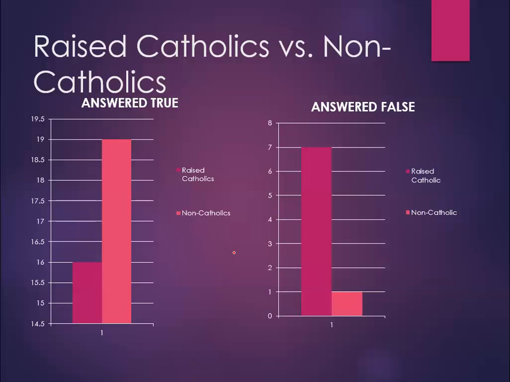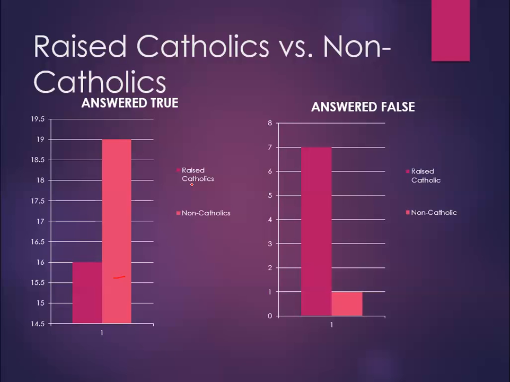All right, so let's see if most of those raised Catholic knew that the statement was false. The dark purple is raised Catholic, and the pink is non-Catholic. So did more Catholics know that this statement was false? Well, if you just look at the bars, you say, oh yeah, the non-Catholics knew that the church doesn't condemn evolution. But again, look at the scale here. 16 of my Catholic students said it was true. Only 7 said it was false. So my Catholic students were wrong by over a 2-to-1 ratio.